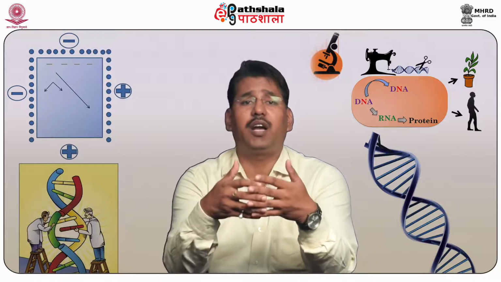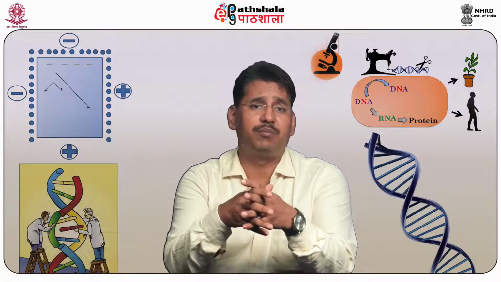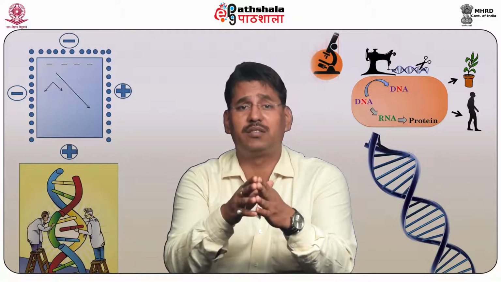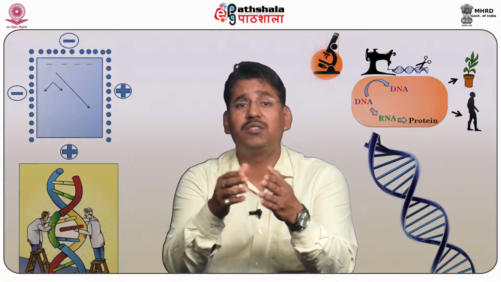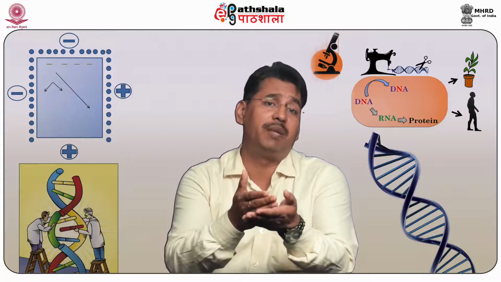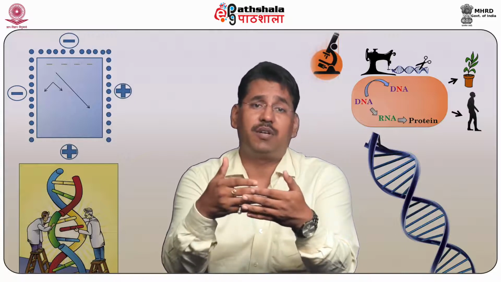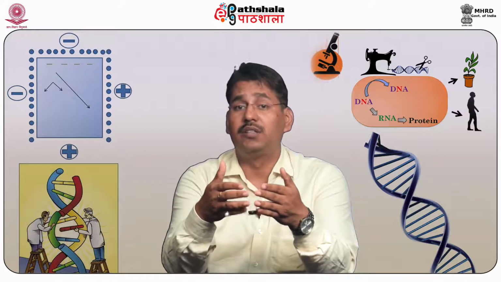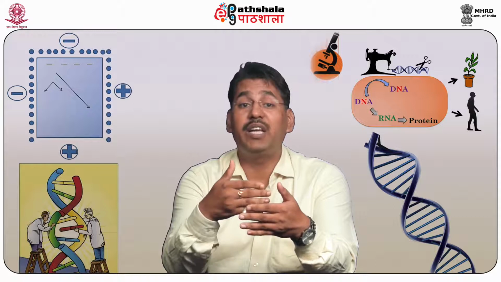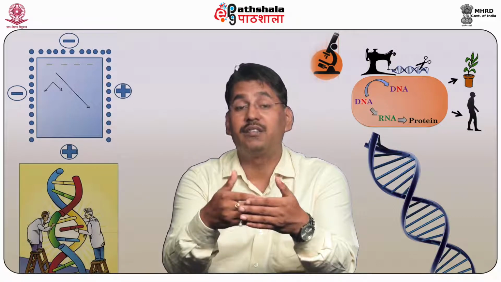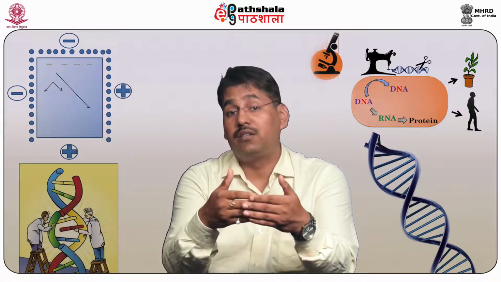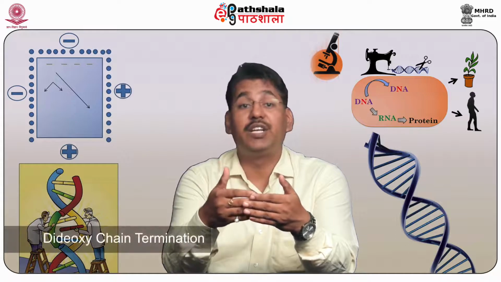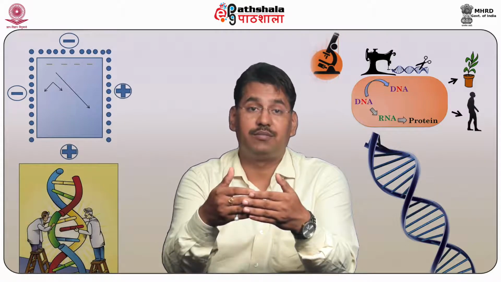If we talk about types of DNA sequencing, basically there are two methods. These two methods were developed independently. First was the Maxam and Gilbert method. They invented DNA sequencing by chemical cleavage. And second, the Sanger dideoxy chain termination method for sequencing.